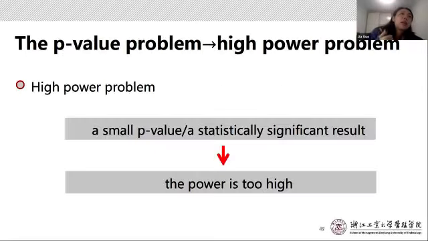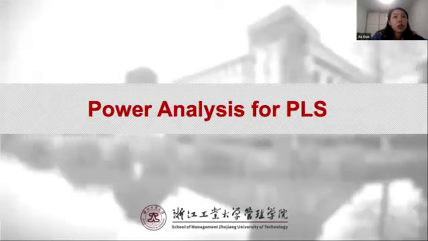So the previously mentioned p-value problem now turns into the high power problem. It is always easy to get a small p-value in the case of a large sample. The essential reason actually is the power function, the high power function. Okay, next slide.